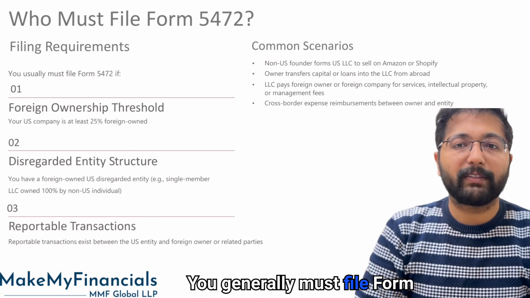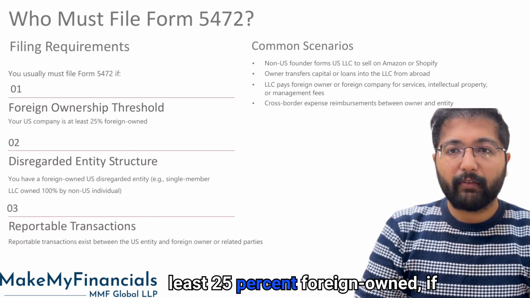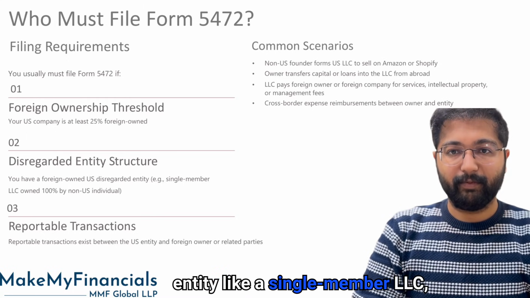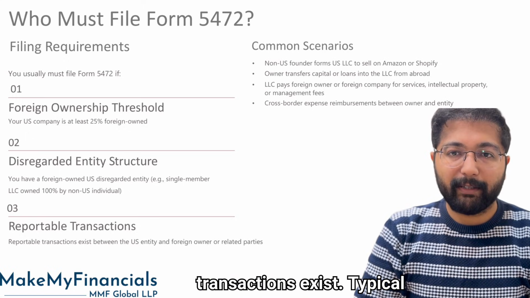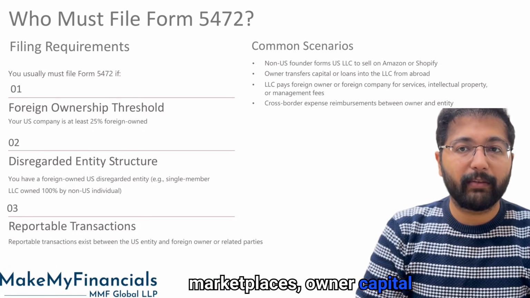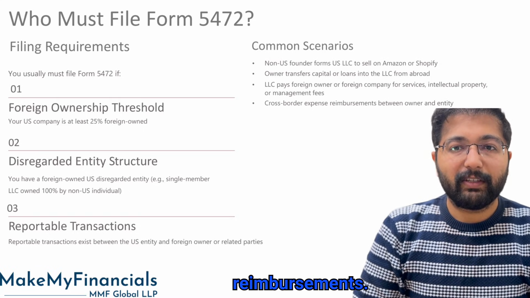You generally must file Form 5472 if your US company is at least 25% foreign owned, if it's a foreign owned disregarded entity like a single member LLC, or if reportable cross border transactions exist. Typical scenarios include selling on US marketplaces, owner capital transfers or loans, foreign companies providing services, and cross border reimbursements.